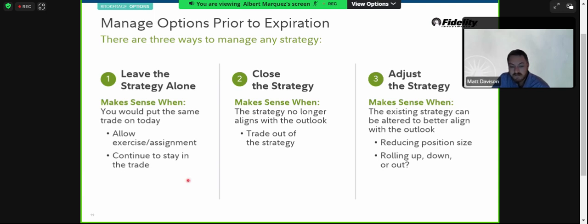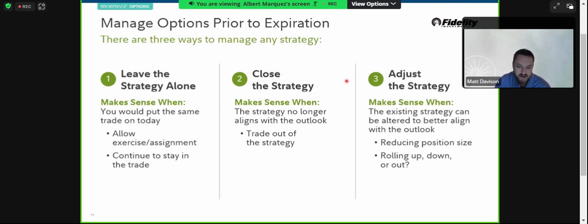We can close the strategy. This makes sense when we either have the profit that we're looking for, or we think, hey, I'm just dead wrong about this. Before it gets worse, let me close it out. Again, one of the nice things about the spread is that it's going to move somewhat slowly. So you usually have some time to change your mind, at least in comparison to a single leg option.